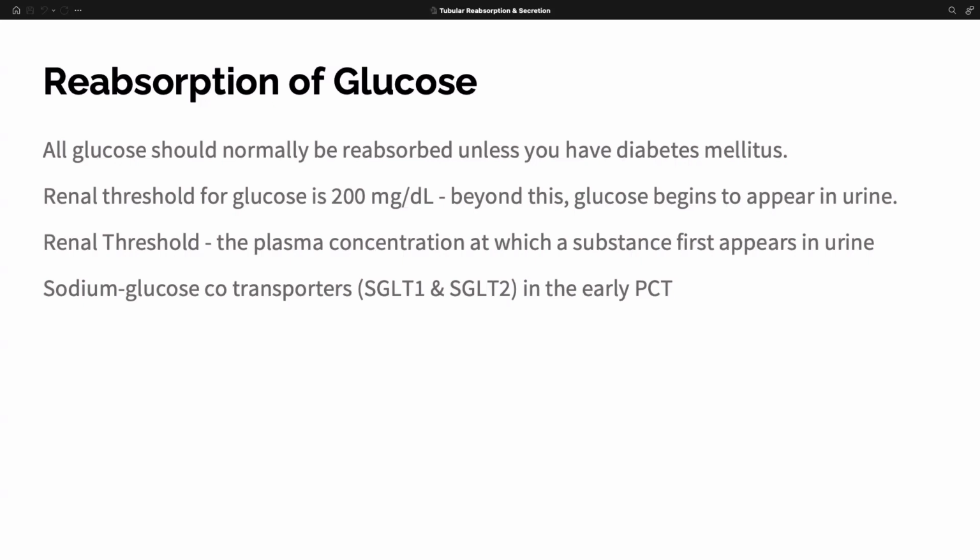What are the important transport proteins that are involved for reabsorption of glucose? You have the sodium glucose co-transporters, and these are present in the early or the proximal part of the proximal convoluted tubule. In short, they're called SGLT1 and SGLT2.